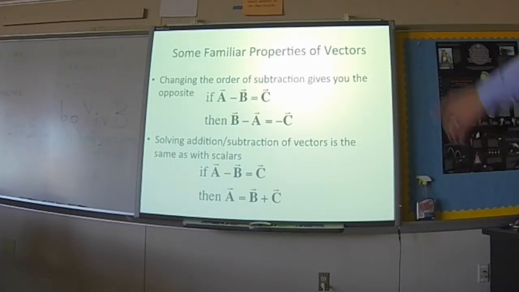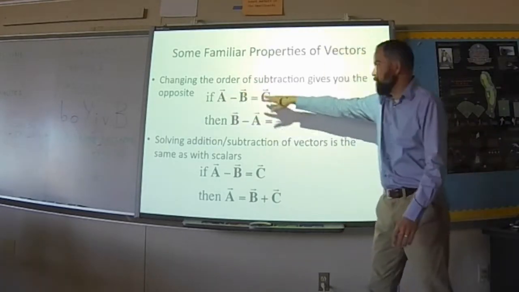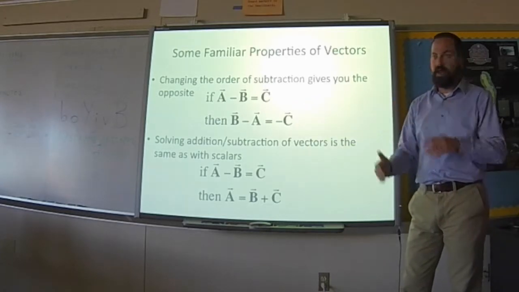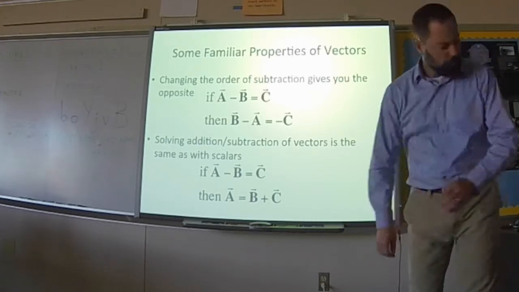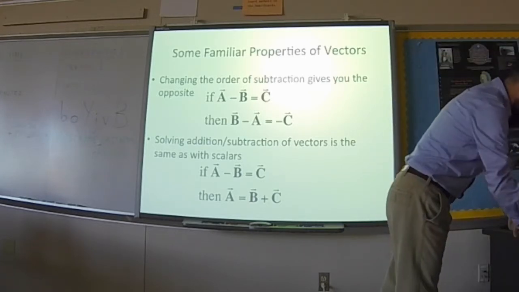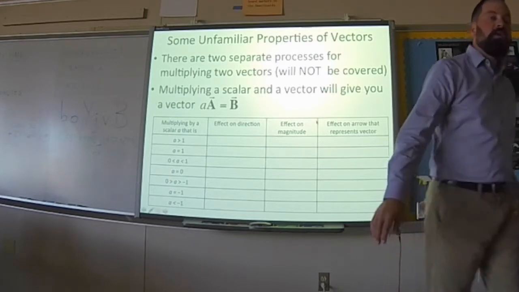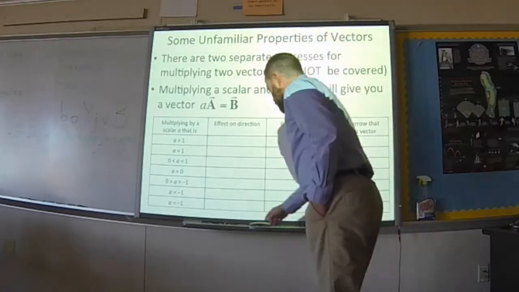Let's see. This is familiar to us. If you have any two values, and A minus B equals C, B minus A equals negative C. These are just like adding positive or negative values. What we want to get into right here is what happens if we multiply a vector by a scalar. By a scalar.